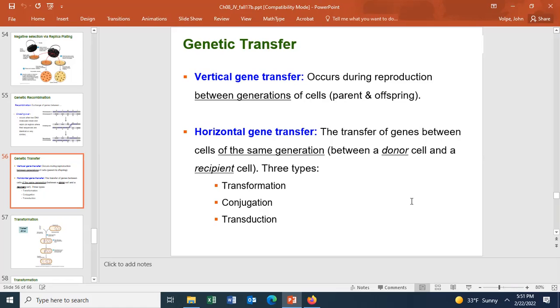Vertical gene transfer. There's also horizontal gene transfer, where the genes between cells of the same generation move around, where a donor cell gives up the DNA, probably when it dies, and then that DNA is taken up by a recipient cell. There are three ways that horizontal gene transfer can happen: by transformation, conjugation, and transduction.